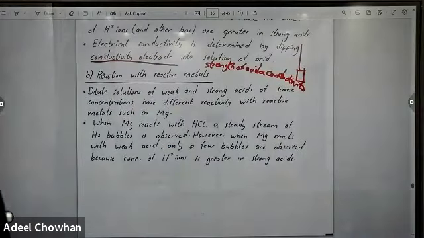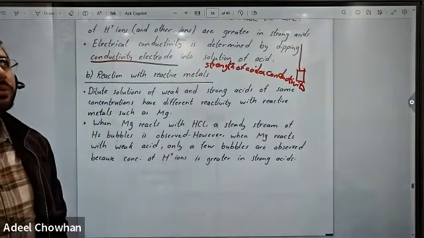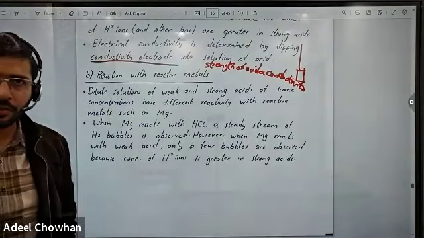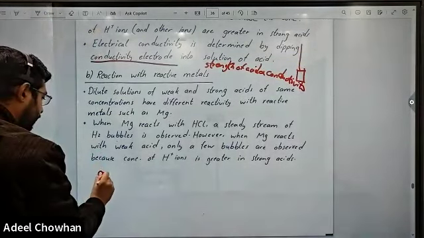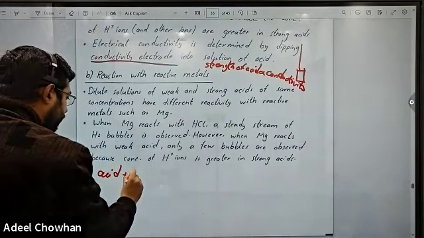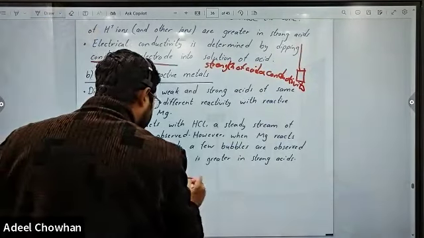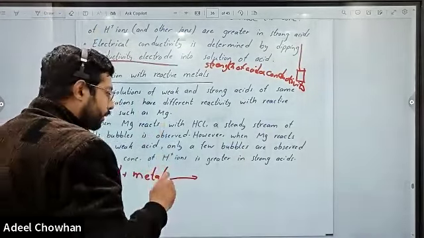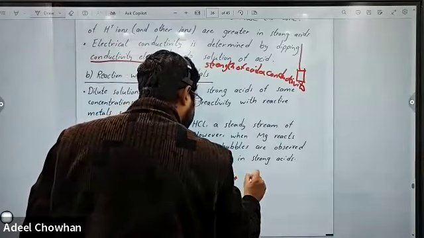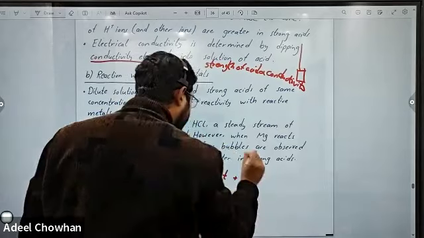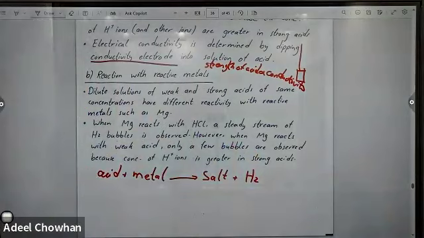The next is reaction with the reactive metals. So reactive metals are basically those metals which can easily react with the acids. And as we studied in the O levels, the reaction between an acid plus a metal of the reactive type can give two products. The first is the salt, and the other one is the formation of the gas, basically the hydrogen gas. So these two are the products of the reaction between an acid and a metal.